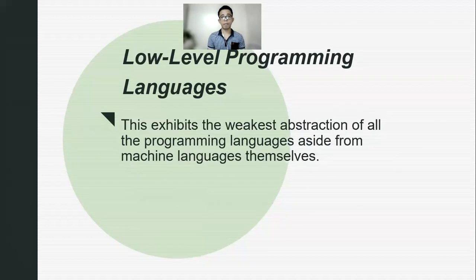Next, we have the low-level programming languages. Okay, so for the low-level programming languages, this exhibits the weakest abstraction of all the programming languages, aside from machine languages themselves. Okay, so this is the hardest to manage of all the three categories of programming languages. Okay, so it says here that it enables the developer to get into the detail of how they like their logic to be implemented. Okay, so it also lets the developer explore the world of embedded systems and gives them access to even the smallest component in the environment.